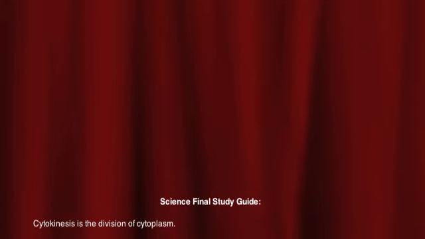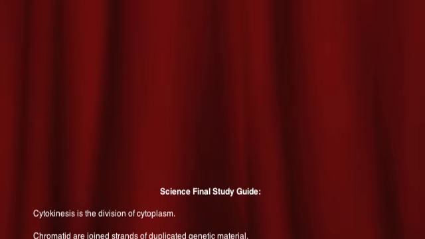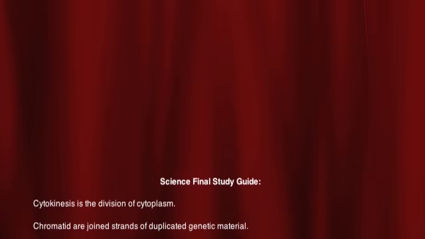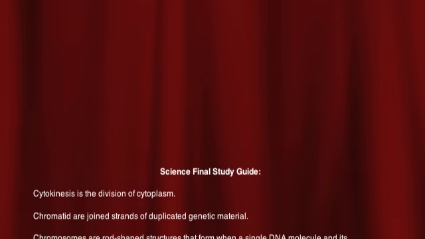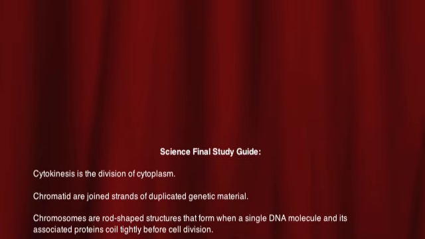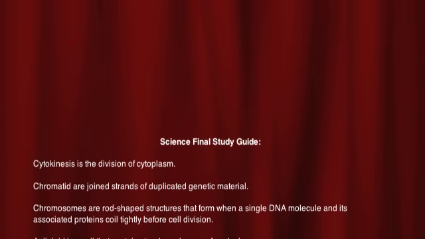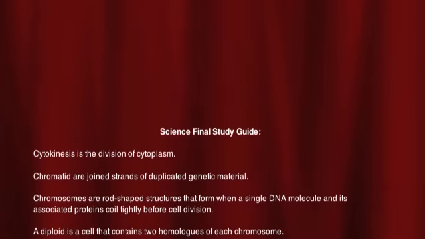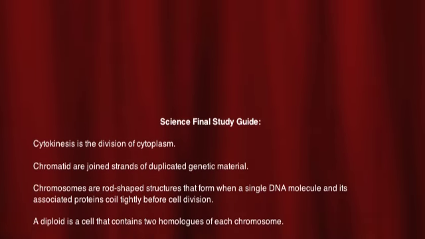Science Final Study Guide. Cytokinesis is the division of cytoplasm. Chromatids are joined strands of duplicated genetic material. Chromosomes are rod-shaped structures that form when a single DNA molecule and its associated proteins coil tightly before cell division. A diploid is a cell that contains two homologues of each chromosome. A haploid is a sperm or egg cell.